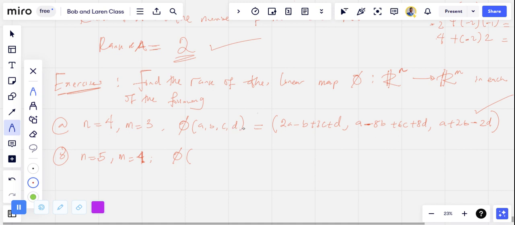Why is it ABCD? Why is there no E? Because N is 4. R4 maps into R3. But when you now have N is 5, R5 maps into R4. That means I'll have this one up to 5 of them. So that's how it is being stated. So you now know why you have A to E. Understanding matters, please. Take note of that.